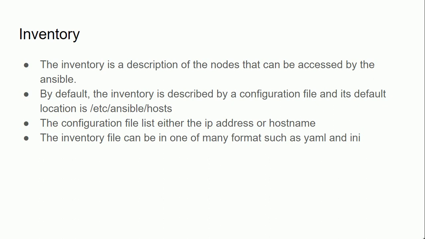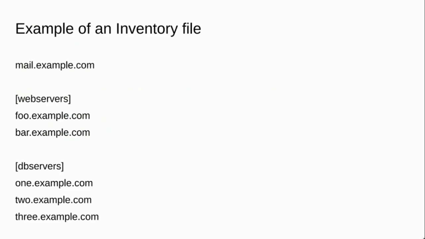The inventory file can be one of many formats, such as YAML and INI. You can set up your inventory using INI as well as YAML. This is an example of an inventory file: mail.example.com, and web servers. We can consider a group called webservers.